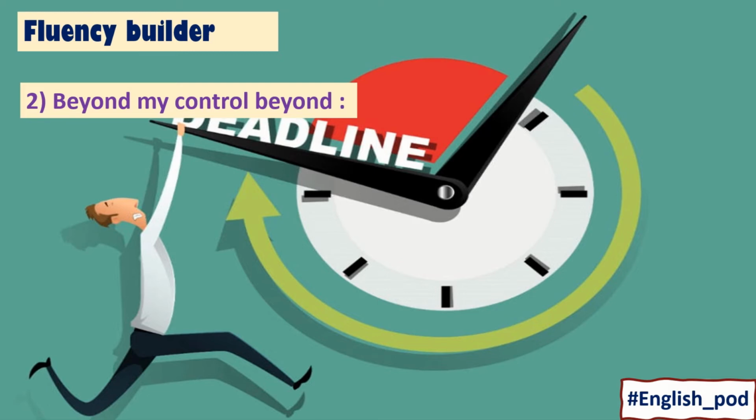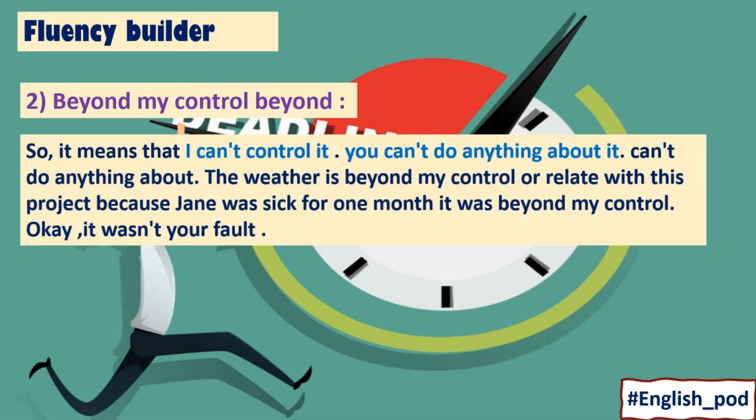Beyond my control. It's beyond my control. So it means that I can't control it. You can't do anything about it. The weather is beyond my control. Right. Or, like with this project, because Jane was sick for 1 month, it was beyond my control. Okay. It wasn't your fault. No. Okay. And our last phrase for Fluency Builder, put this off.